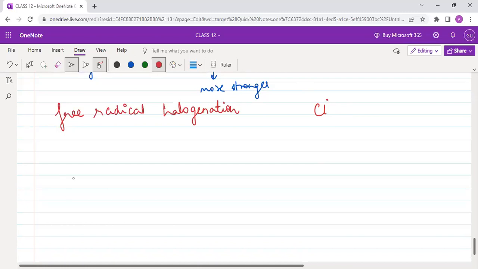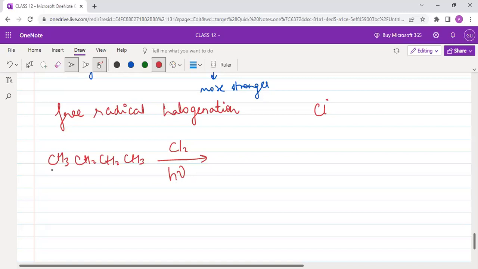So suppose we have the compound CH3CH2CH2CH3, and we are reacting it with chlorine. This free radical mechanism takes place in the presence of light, that is h nu. So it takes place in the presence of light or heat.